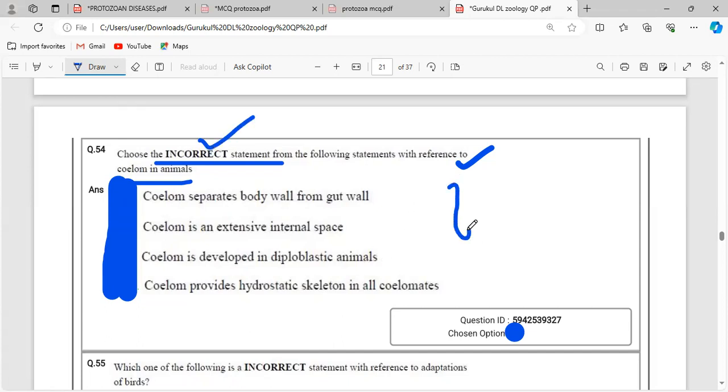Coelom separates the body wall from the gut wall. Coelom is an extensive internal space. Coelom is developed in diploblastic animals. Coelom provides a hydrostatic skeleton in all coelomates. What is the answer? What about Anjaneyulu?